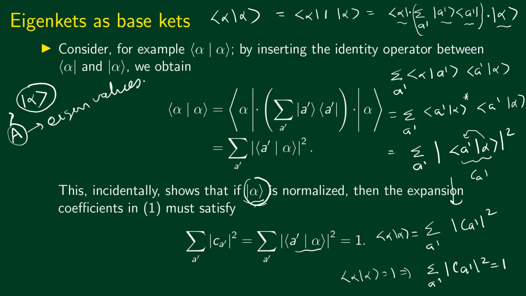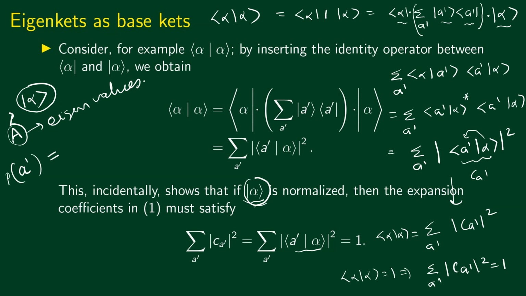Quantum mechanics says that we cannot say this for sure, but we can say that if I measure observable A on ket alpha, then I'll get one of the eigenvalues of operator A. What's the probability for getting a particular eigenvalue?